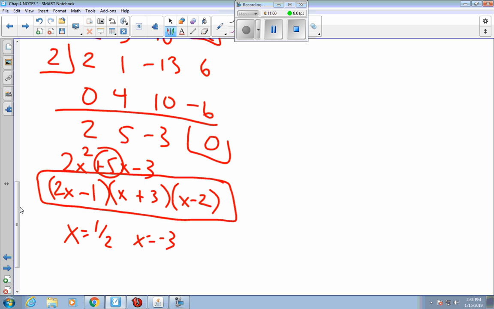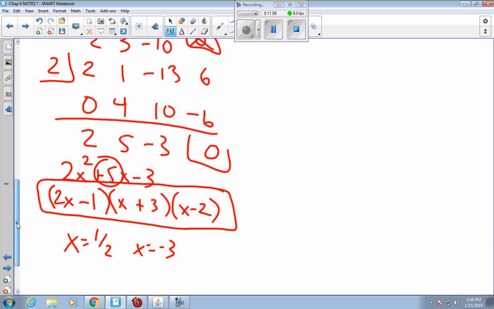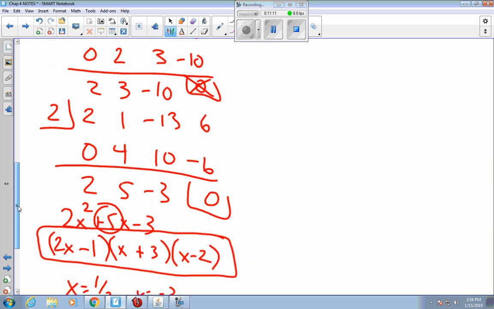But how do you find the x minus 2? Right there. See how that 2 is a root? So it's got to be x minus 2. Good?